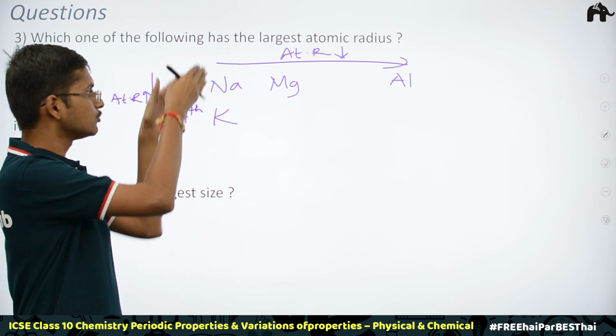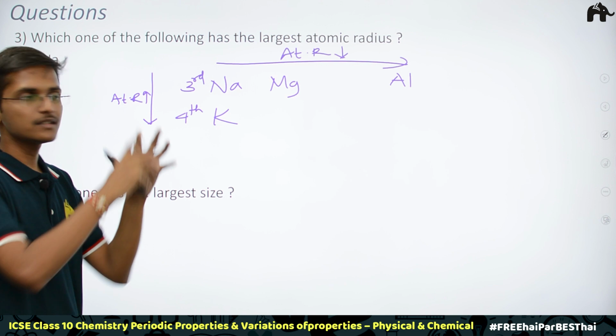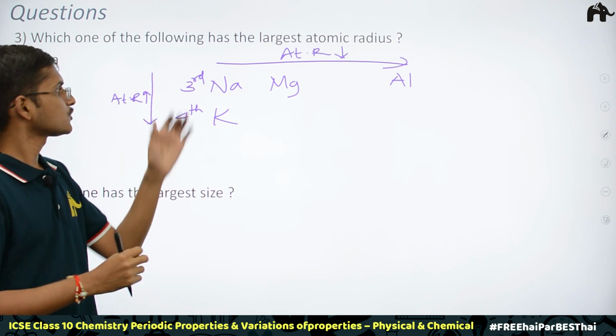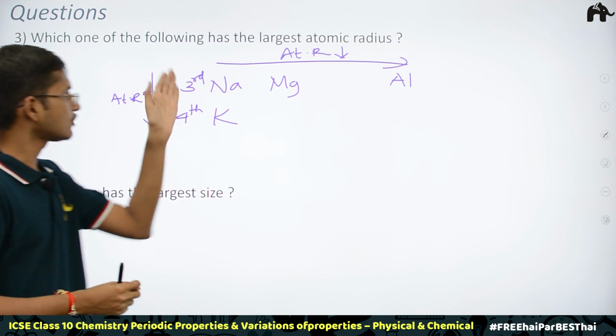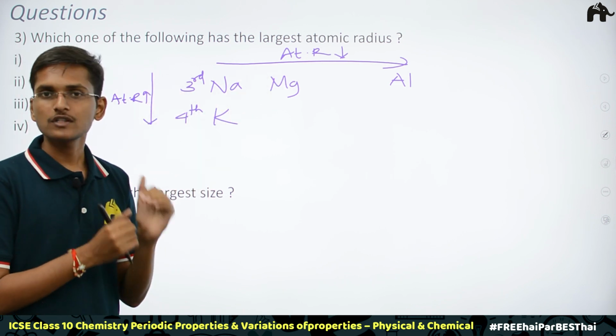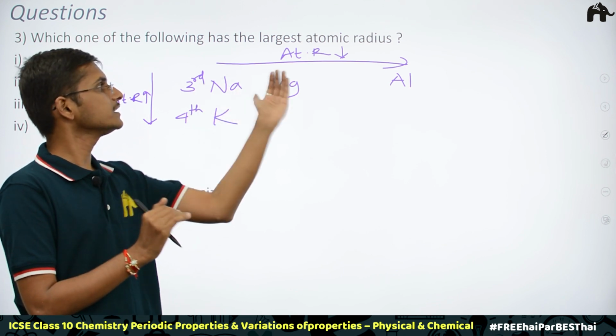Okay, and when we move down the group, the atomic size increases, circles become larger and larger. Okay, which means the size becomes more and more. So you can remember in this fashion. Down the group size becomes more and more, atomic radius increases. Across the period size becomes less and less, so atomic radius decreases.